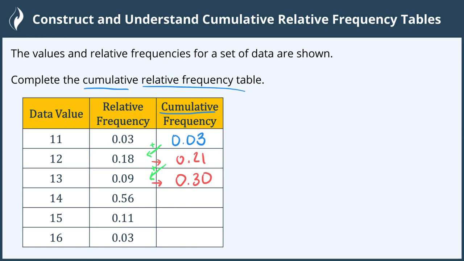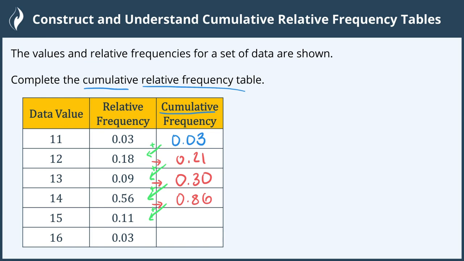And we will continue this for the next one. The data point of 14 has a relative frequency of 0.56. We'll add that to all of the previous lower frequency data points. Since we already have those added together, which we know the total is 0.30, we will just add that to our 0.56, giving us our cumulative relative frequency of 0.86.